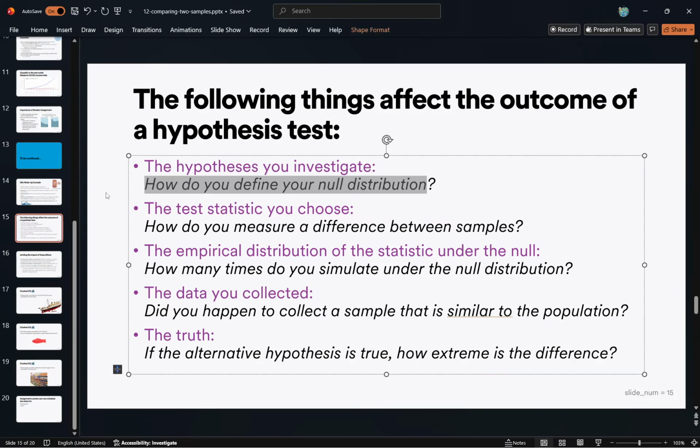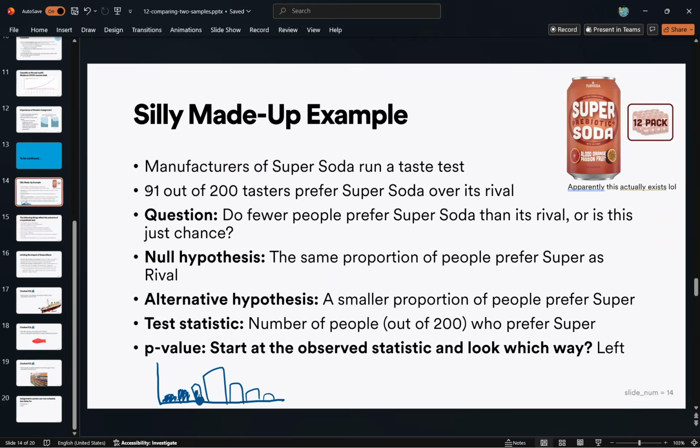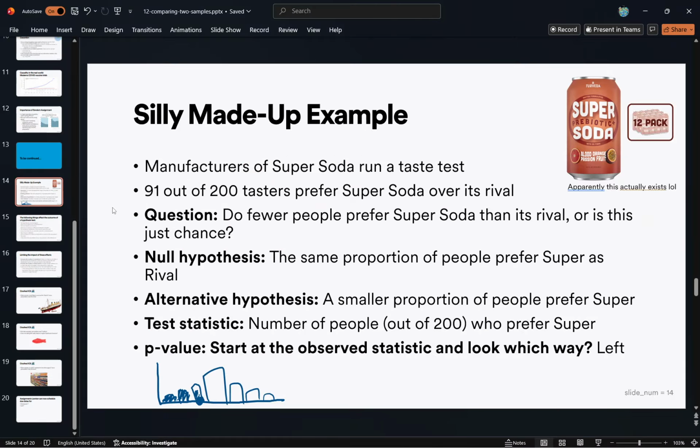Because you could have said, all right, it was a perfect 50-50 split. Or you could say, you know what, people were lying. More people like super soda. So maybe it was a 60-40 split, but we still got this bad number.